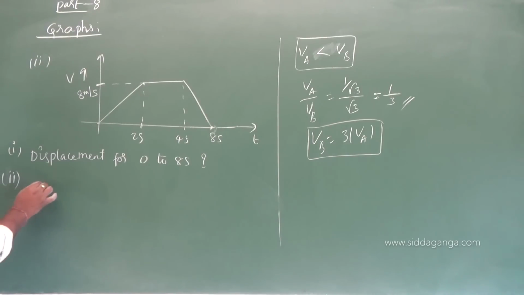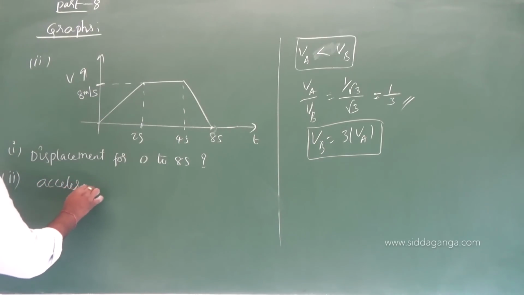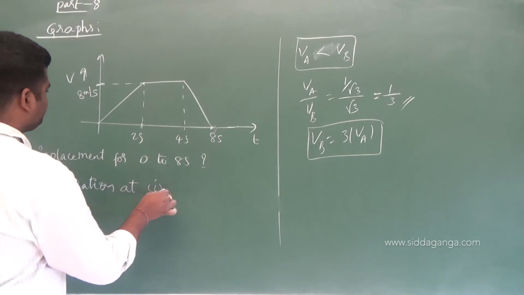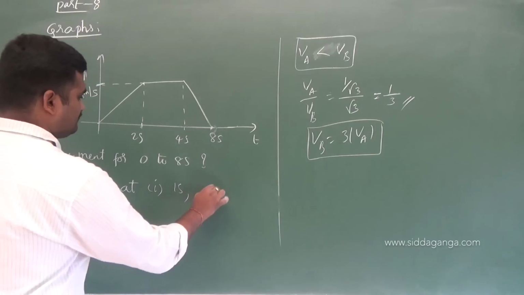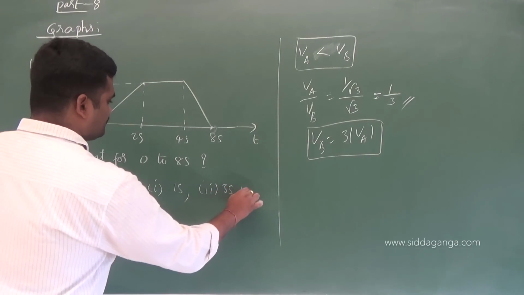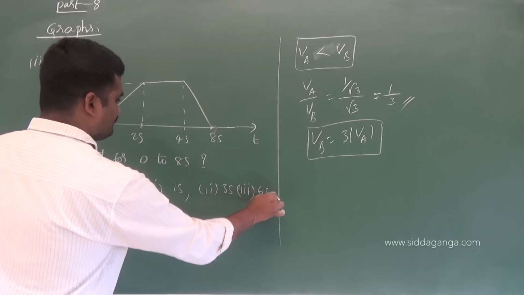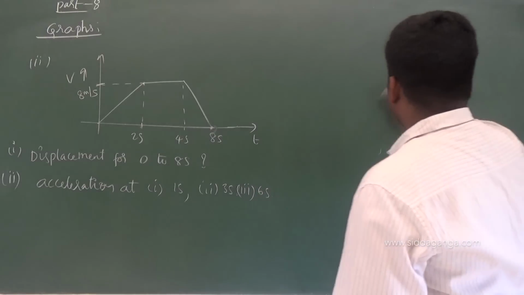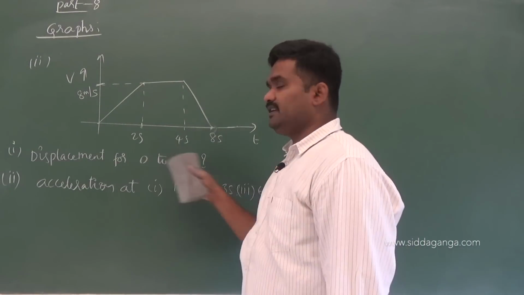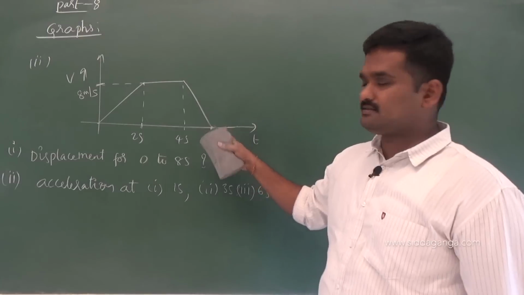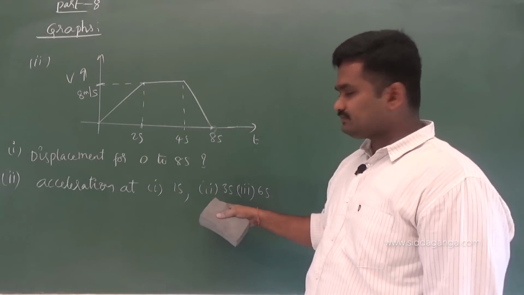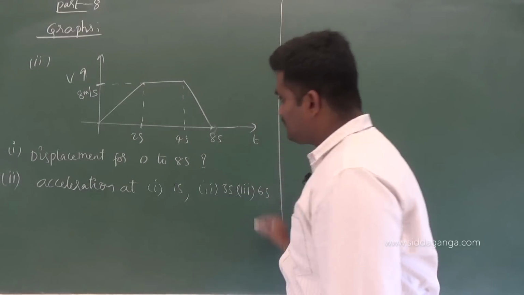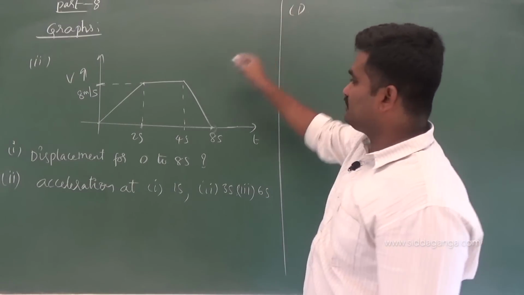Second one, acceleration. Acceleration at 3 different points I want: the first at 1 second, the second at 3 seconds, and the third at the 6 second mark. This is what they are asking you to find from the graph, various parameters. One is displacement between 0 to 8 seconds. Here acceleration, at 3 different points. How to solve? First problem is to find the displacement.